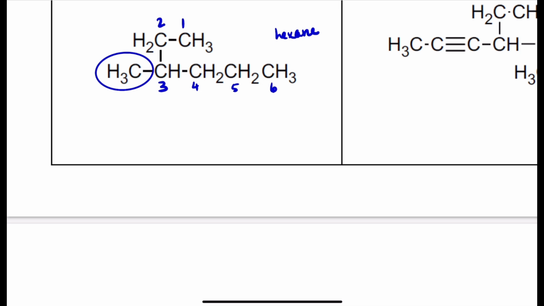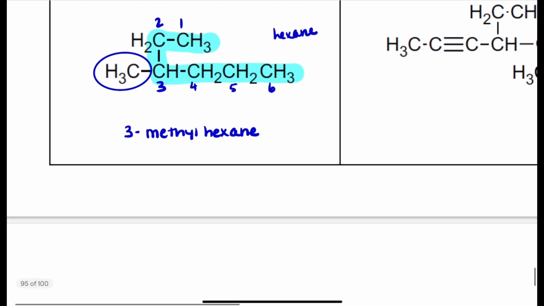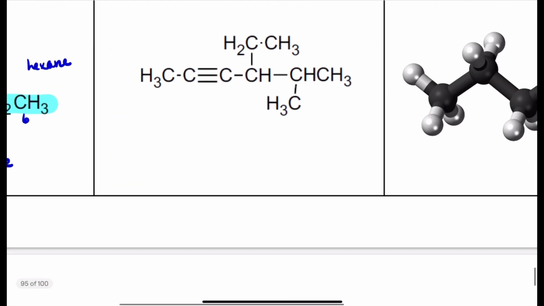I don't have any double bonds. I don't have any other functional groups here, so it really is hexane. And so I have 3 methyl hexane. That methyl group, that CH3 group, is at the 3rd carbon. I know some people like highlighting their parent chains. If you need to do that, please do. It can definitely help.